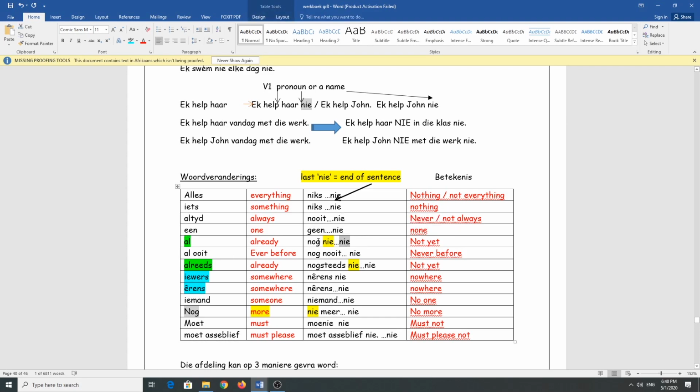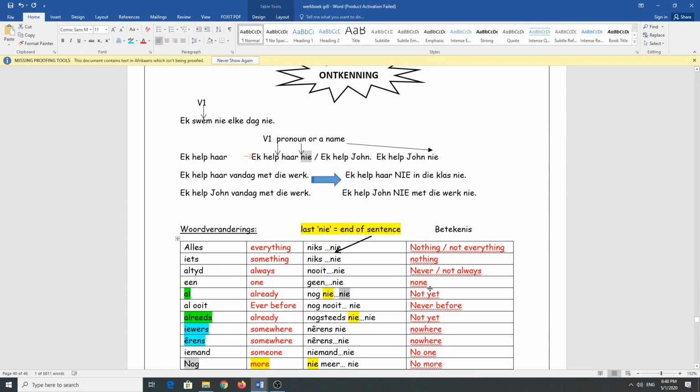So when you get al, you change it to nog nie, 2 words following each other in a sentence. The same here with alreeds, because it means the same as al. Nog steeds nie. Still not. Then if you look at nog here, nog changes to nie meer. So the nie comes first here. So as ek sê, is daar nog werk om te doen? Daar is nie meer werk om te doen, and then the nie at the end. So you see, you change the nog to nie meer.